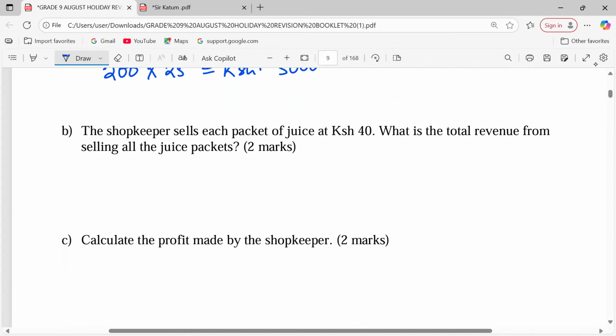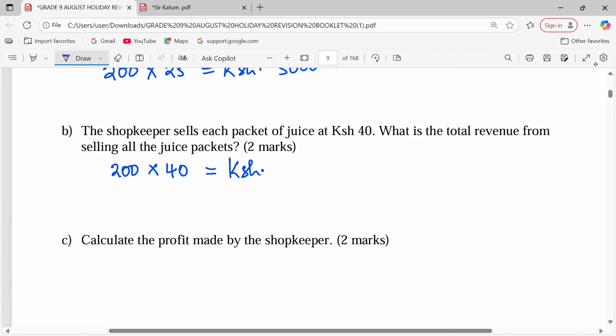Then in part B, we are told that the shopkeeper sells each packet of juice at 40 Kenya shillings. What is the total revenue from selling all the juice packets? The juice packets are 200 and each is being sold at 40 Kenya shillings.